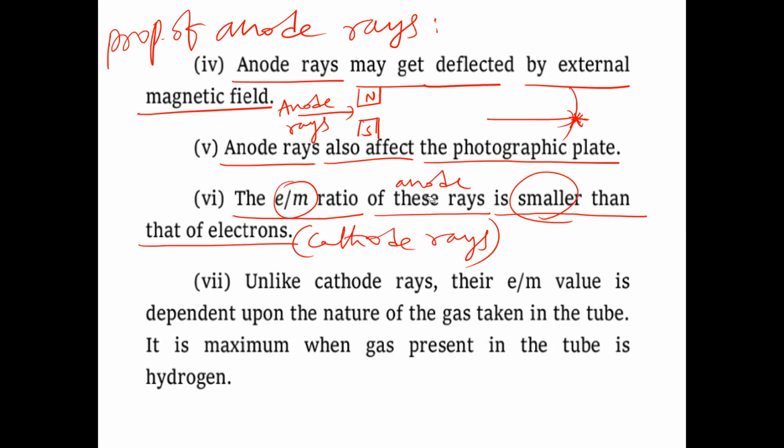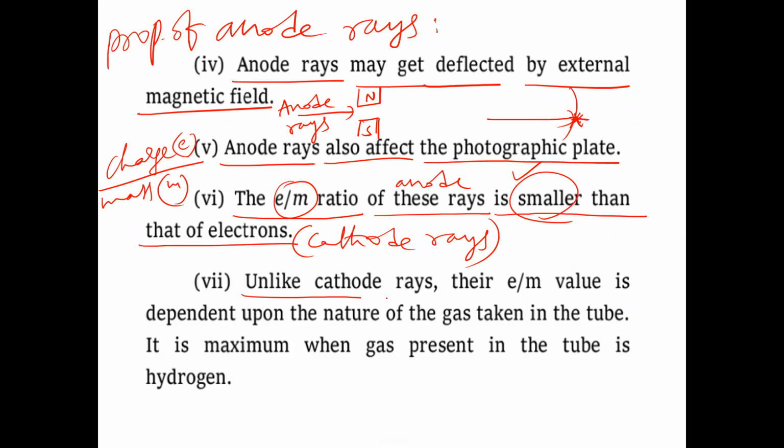Why do anode rays have a smaller ratio? Because it is charge by mass. If the mass is greater, this ratio value will be lesser. Here, anode ray particles have more mass than cathode ray particles. That's why, when mass is greater, this value becomes lesser, and the E by m ratio of anode rays is smaller than that of electrons, that of cathode rays.